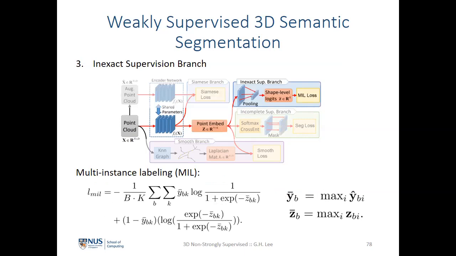And then we also have a third branch, which is the inexact supervision branch. This is inspired by multi-instance labeling. This is essentially a bag of labels. Because you have very sparsely labeled points, you can propagate those labels to everywhere else, the neighbors. So you can group them together and then supervise by saying that if they are similar in the features, then they should take the same labels. This is what we call the multi-instance labeling here.